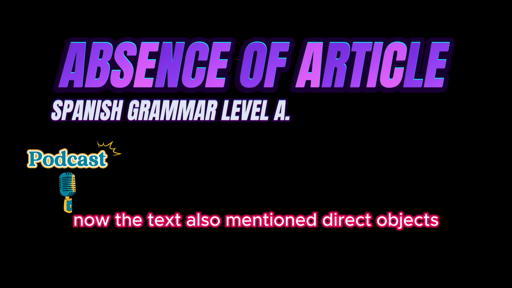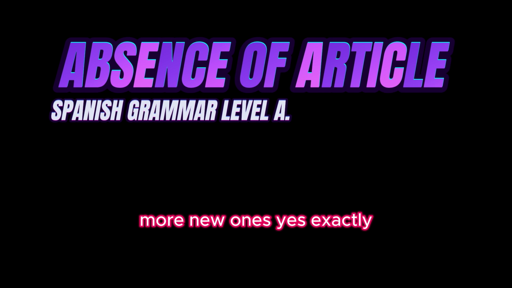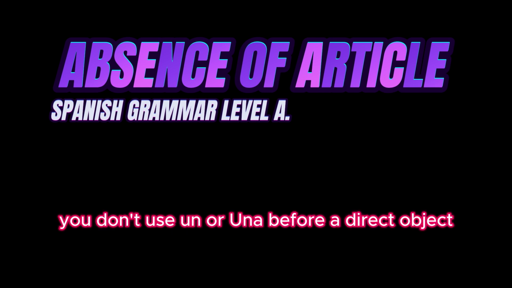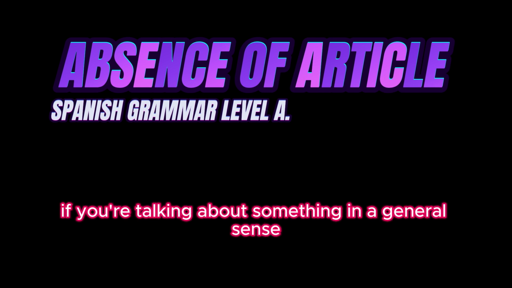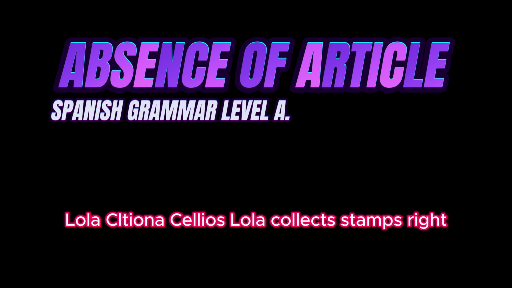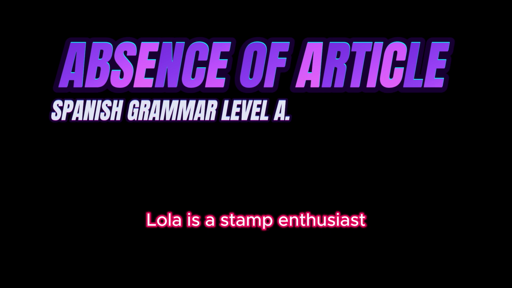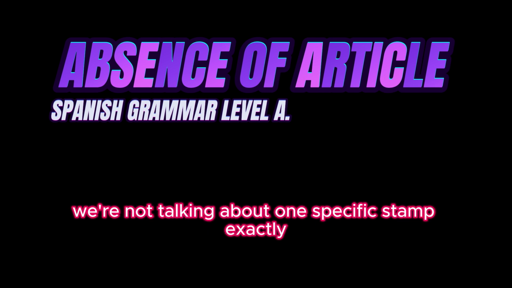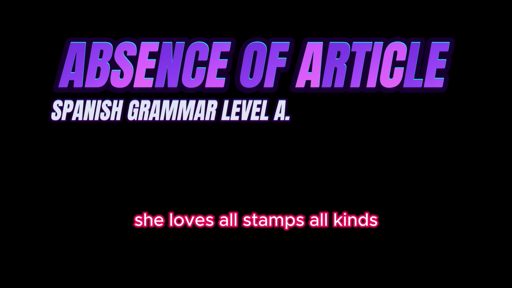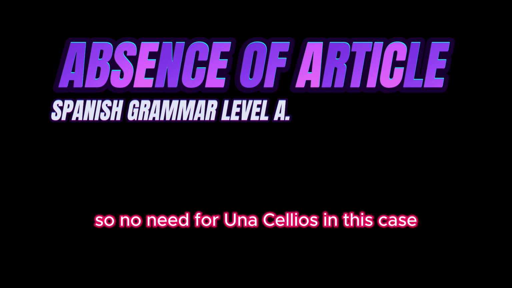Okay, so we've covered ser and hacerse. Now, the text also mentioned direct objects. This is where it gets a little more... A little more nuance. Yes, exactly. So sometimes you don't use un or una before a direct object if you're talking about something in a general sense. Like the example from the text, Lola colecciona sellos. Lola collects stamps. Right. Lola is a stamp enthusiast. We're not talking about one specific stamp. Exactly. She loves all stamps. All kinds. So no need for unos sellos in this case.